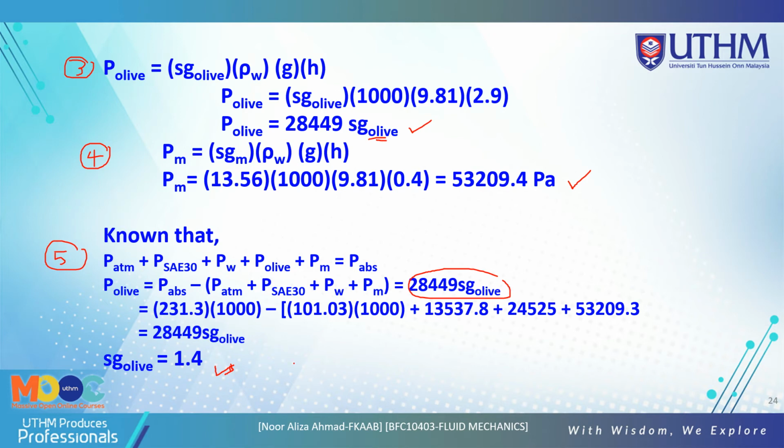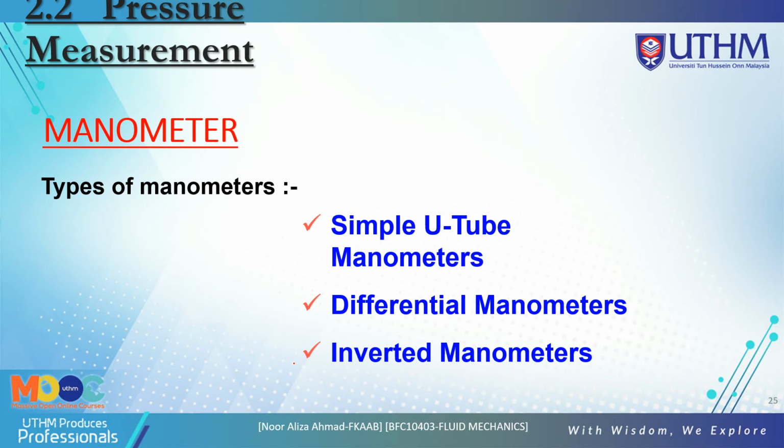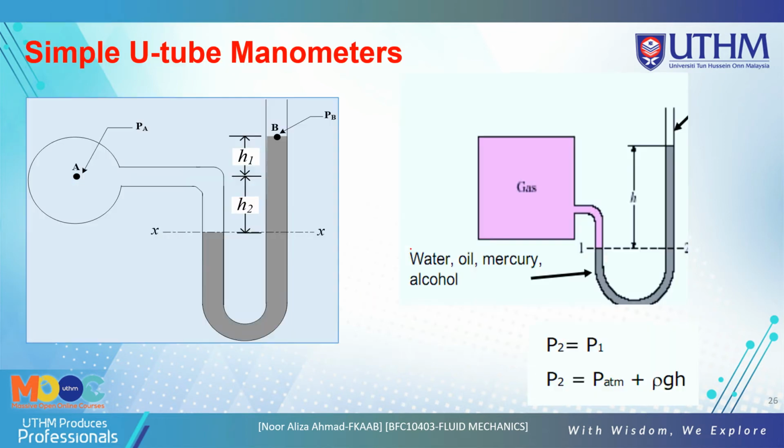Now we look at the pressure measurement for manometers. For the types of manometers, they have 3 types: simple U-tube manometers, differential manometers and inverted manometers. So these are the 3 types of manometers. Now in this example, we look at the simple U-tube manometers.